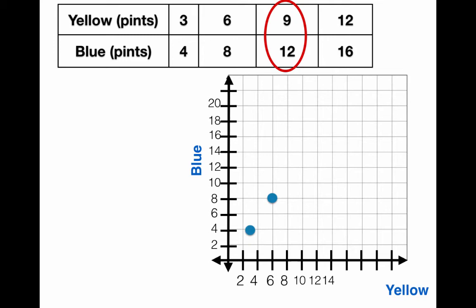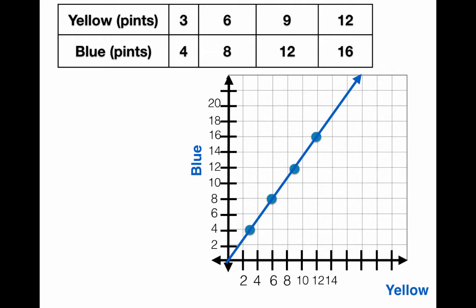That means 9 would have to be in the middle of 8 and 10. And then up to 12. And then we're going to do 12 and 16. 12 and all the way up to 16. And if we're being nice and neat, we should be able to connect our points. It looks like a nice line again.